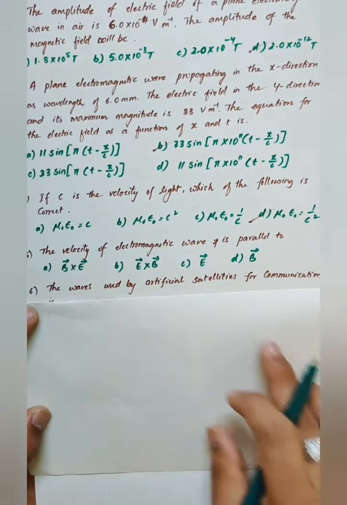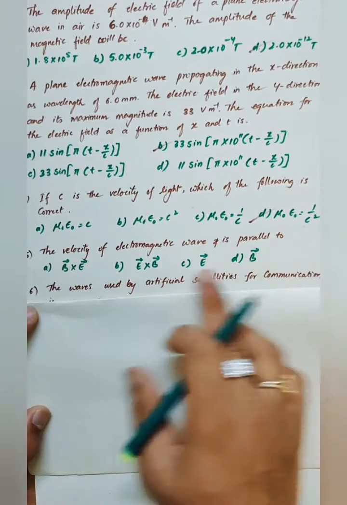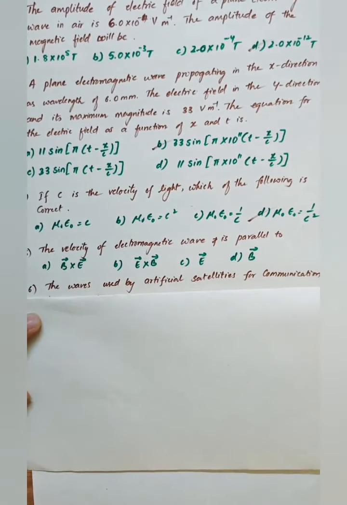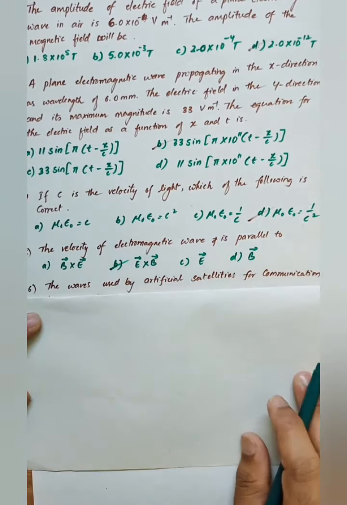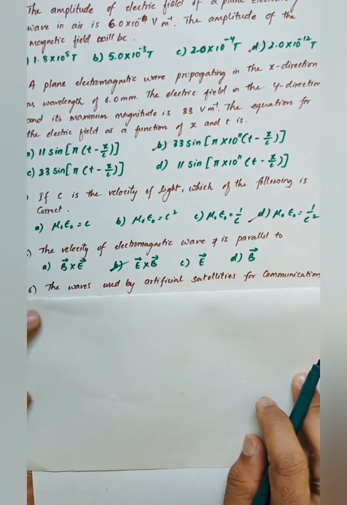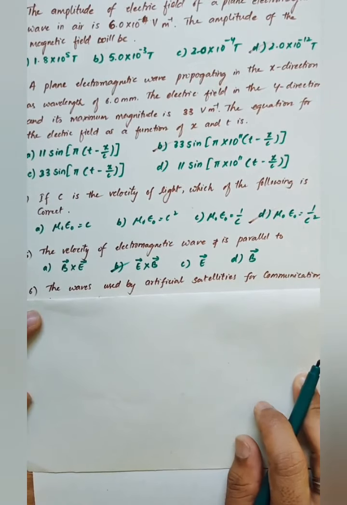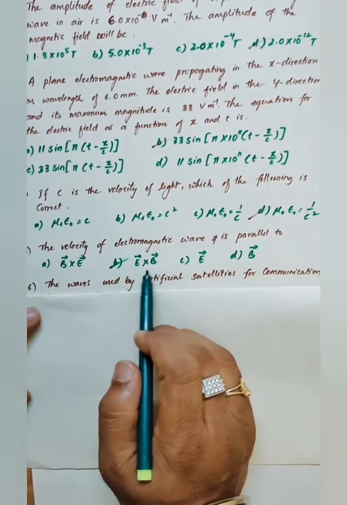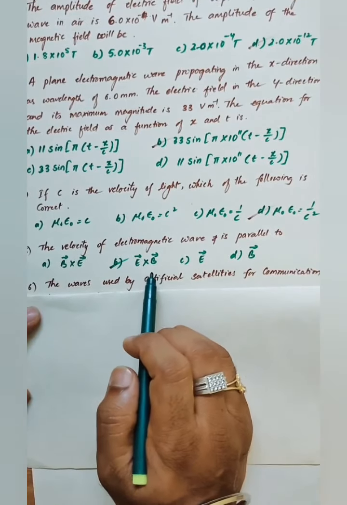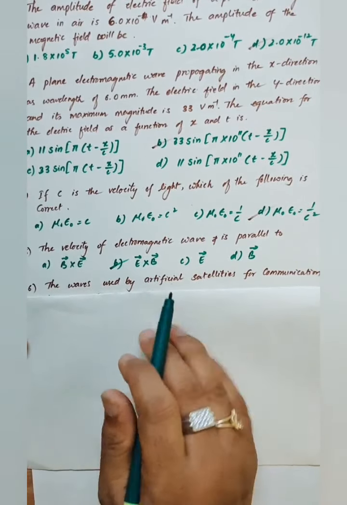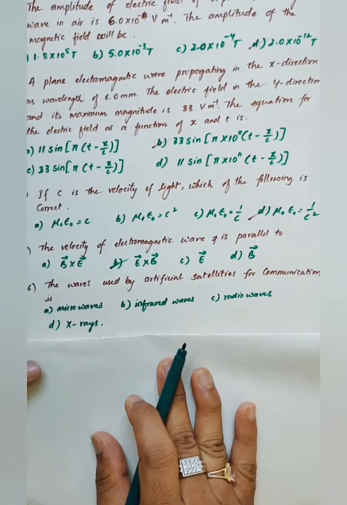The velocity of electromagnetic wave is parallel to, so easily you can answer, that is option B is the right answer. Okay, so velocity will be parallel to the cross product of electric field and magnetic field. Okay, so that you know. So now we'll go to the next question.